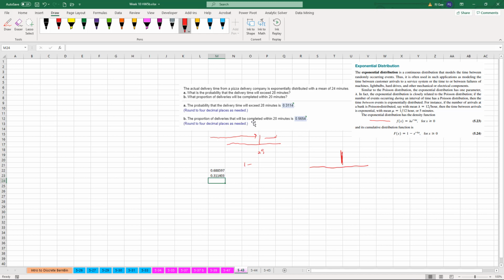Proportion of deliveries that will be completed within 20 minutes. We just already did that basically, right? So it's going to be exponent dot, there's that equals again. Right? The x is 20. Our lambda is 1 over 24. And we want cumulative. Probability, 56. Got it. Got that one down.